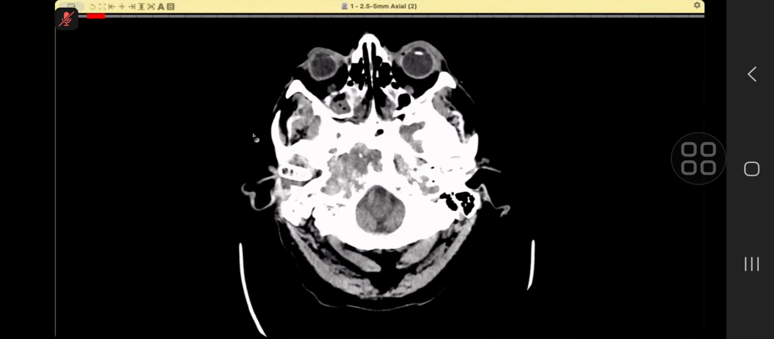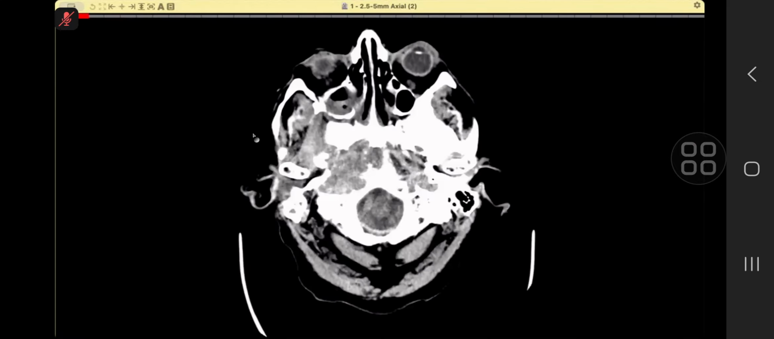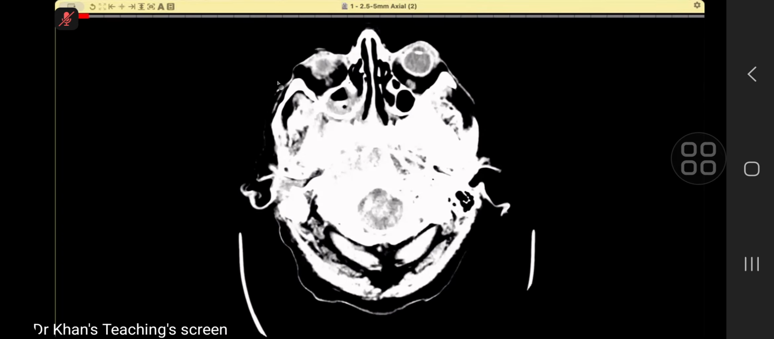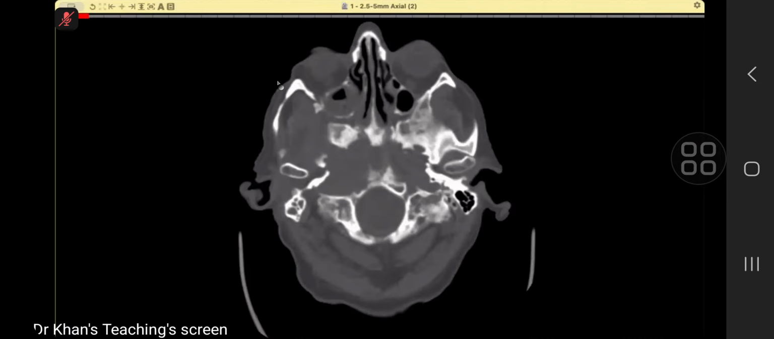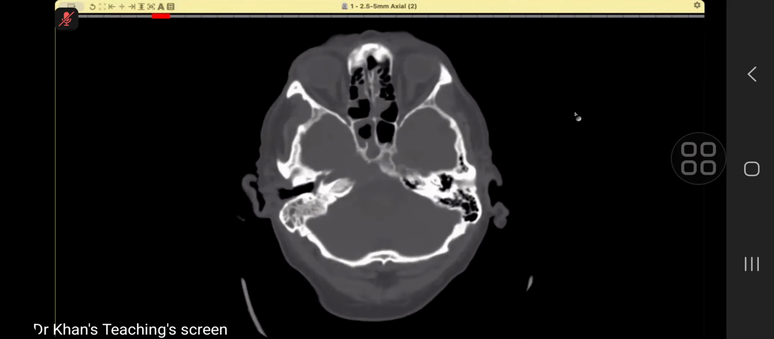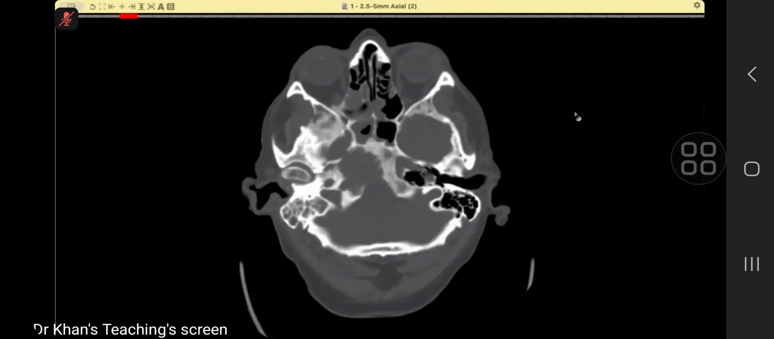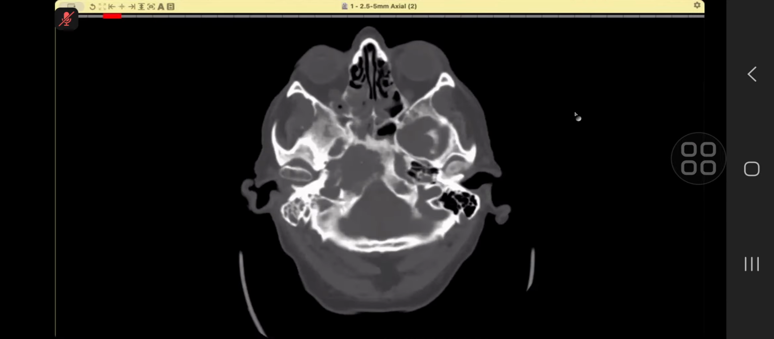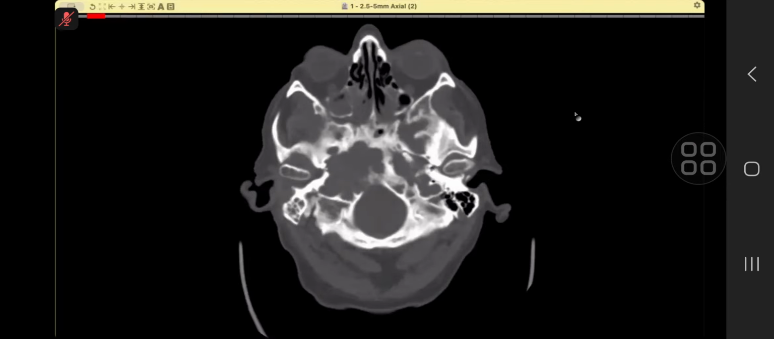Madam, do you want to see the bone window? Yeah, please. Here you are. Okay, so there is extensive erosion. Sorry, I cannot scroll. Okay, so there is again extensive erosion.